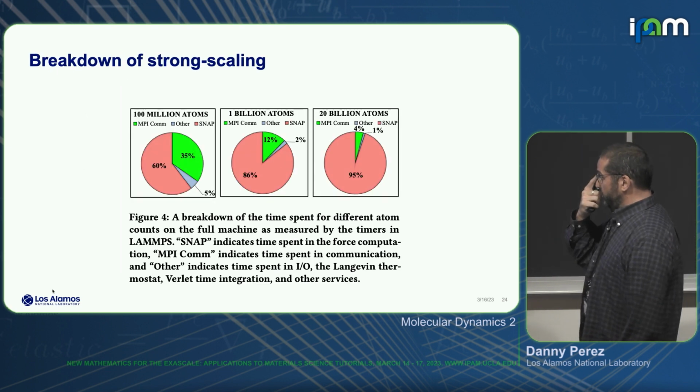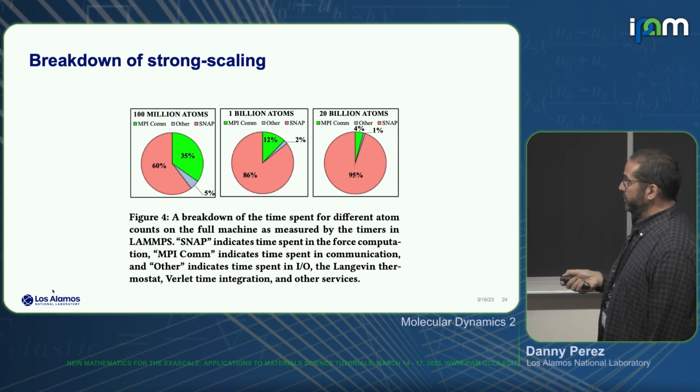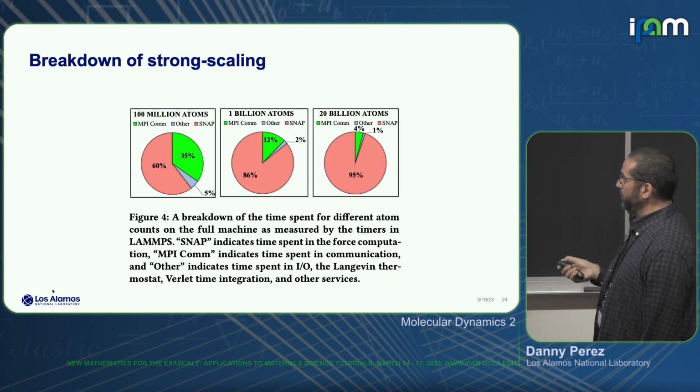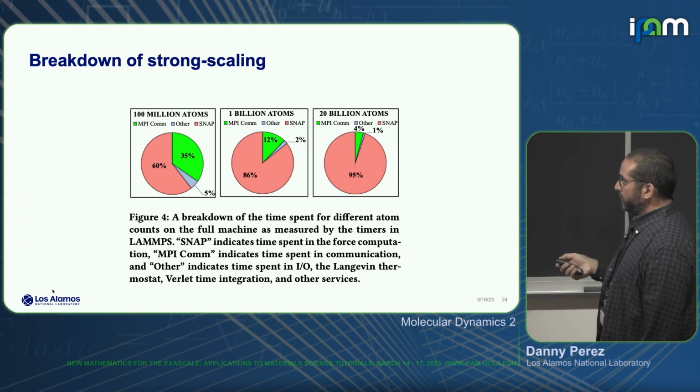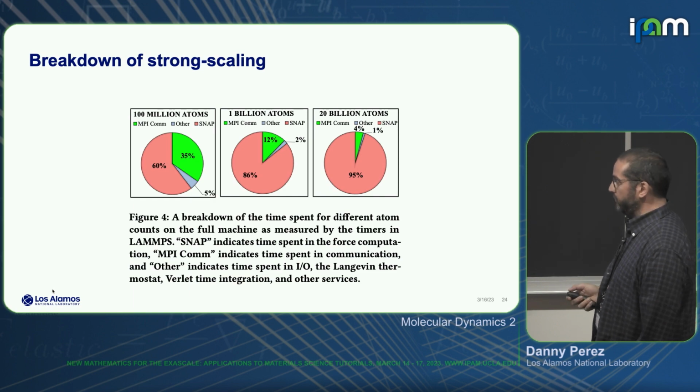And this is, of course, because of communication, right? This is a breakdown of where the time is spent in these calculations as a function of size. If the system is big, in pink here is the fraction of time you spend computing the forces, and it's essentially 95% of the time. And once you start having fewer atoms in the system, crammed on the same number of nodes, then the communication cost just starts skyrocketing, and that's the thing that kills you.